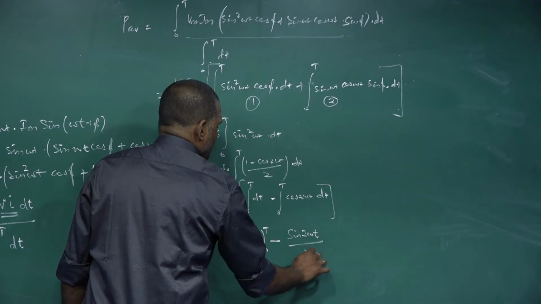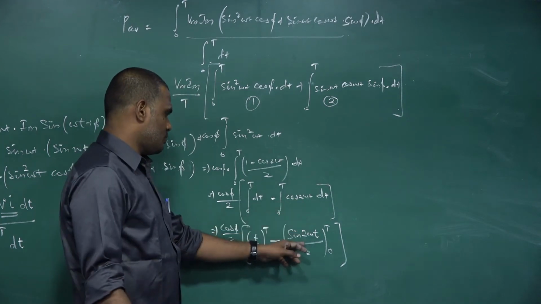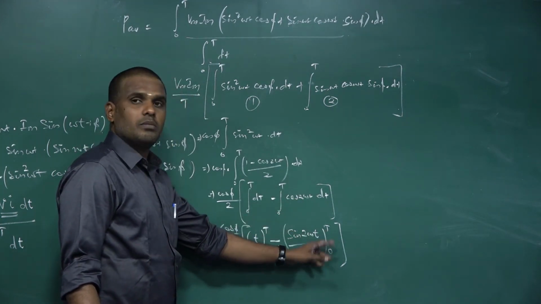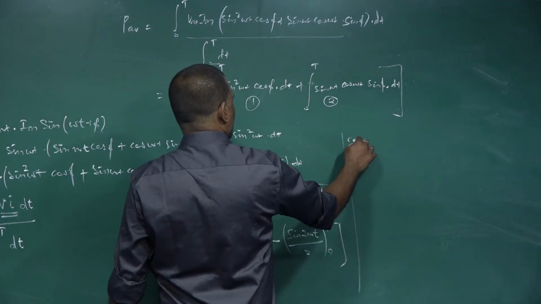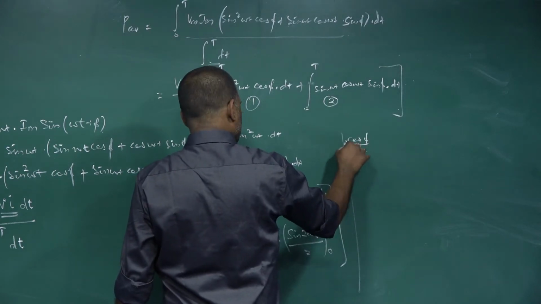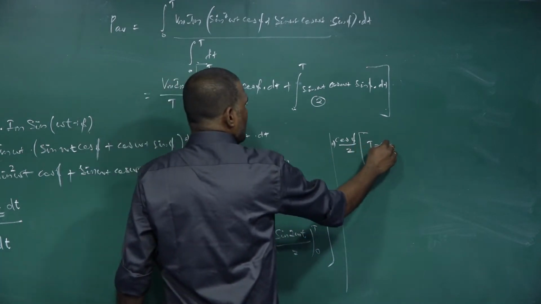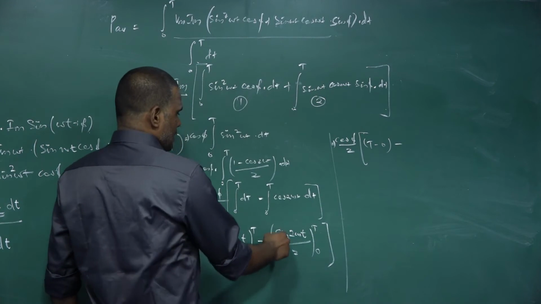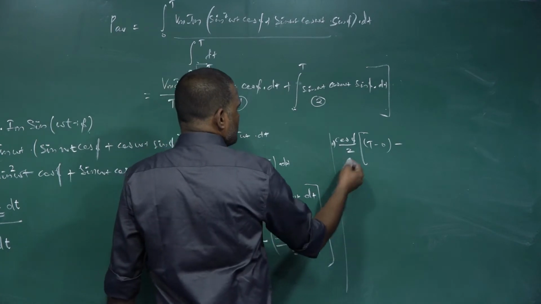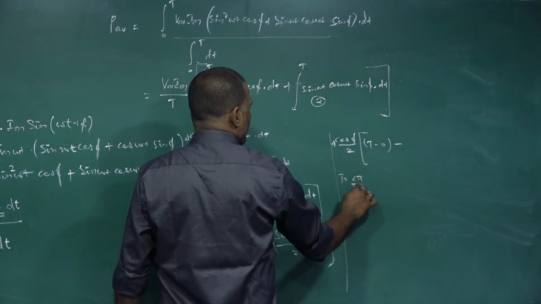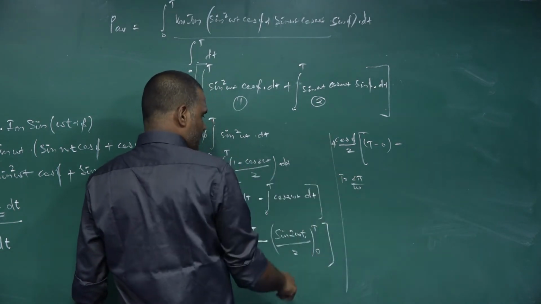sin 2 omega t divided by 2, between the limits 0 to capital T. Now, cos phi by 2 is there. If you substitute the upper limit and lower limit for the small t, I will have t minus of 0 minus sin 2 omega t divided by 2 between the limits 0 to capital T. As we know, capital T is equal to 2 pi by omega, I am going to substitute for small t as capital T, which is equal to 2 pi by omega.